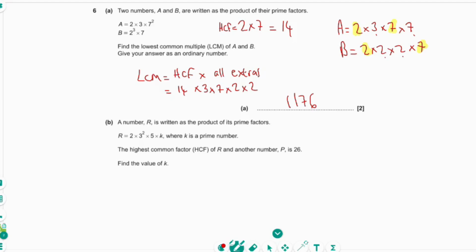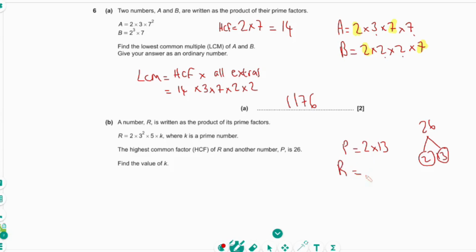The number r is written as the product of its prime factors. R equals 2 times 3 squared times 5 times k, where k is a prime number. The highest common factor, HCF, of r and another number p is 26. So I'm going to write 26 as a product of its prime factors. They're both prime, so it's just 2 times 13.